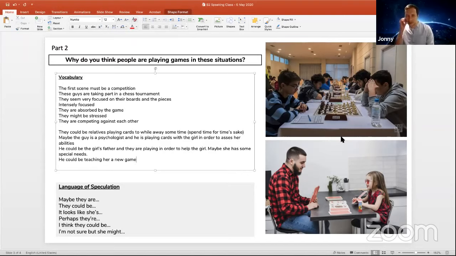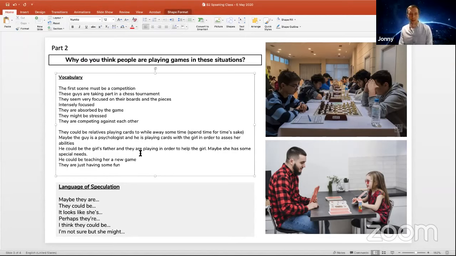Yes, maybe one of them has bad sight since they play with such big cards. Yeah, absolutely. I think in the first one it's quite serious, but in the second one they're having fun. So in the first one they are competing against each other. They might be stressed. They are intensely focused. And I think in the second one they are just having some fun. Maybe that's what I think. Okay, excellent, brilliant.